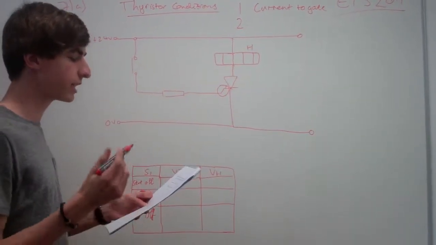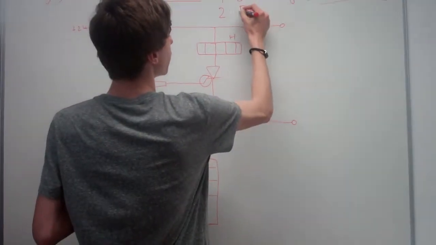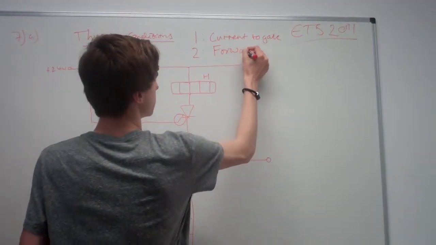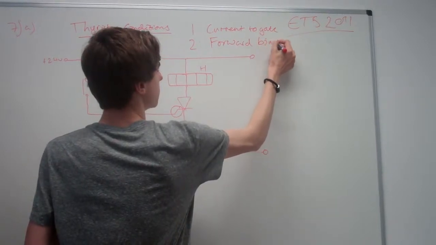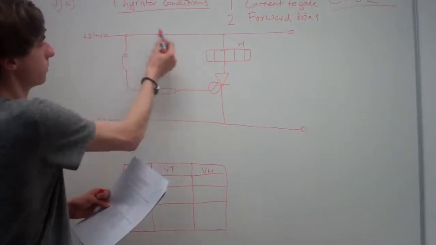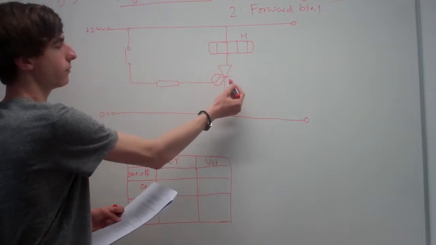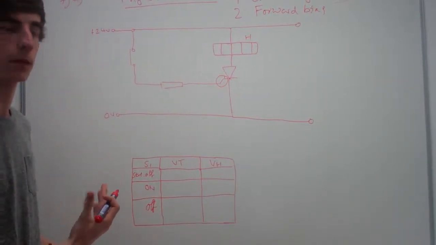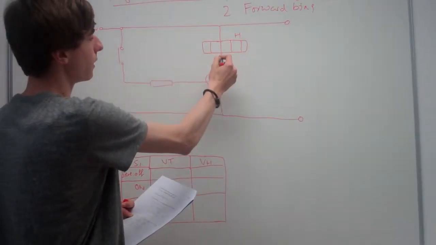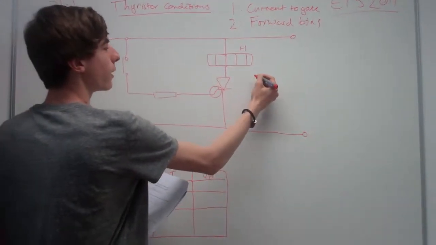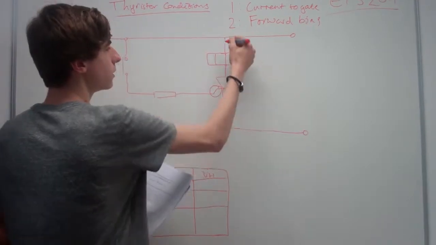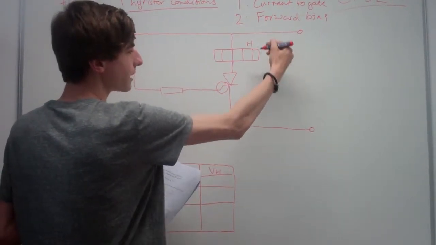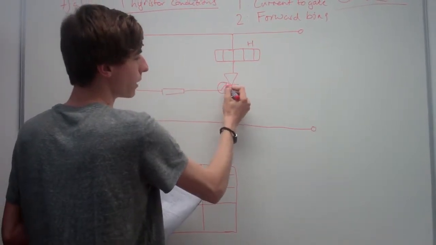So, the second condition is that it must be a forward bias. Now this, of course, means that it's going positive. The point is going to be going away from the positive. If you imagine the current coming through here, if it was the other way around, pointing up this way, the current's going to be coming through here, and that's going to be negative bias because it's not going to be able to go through there.